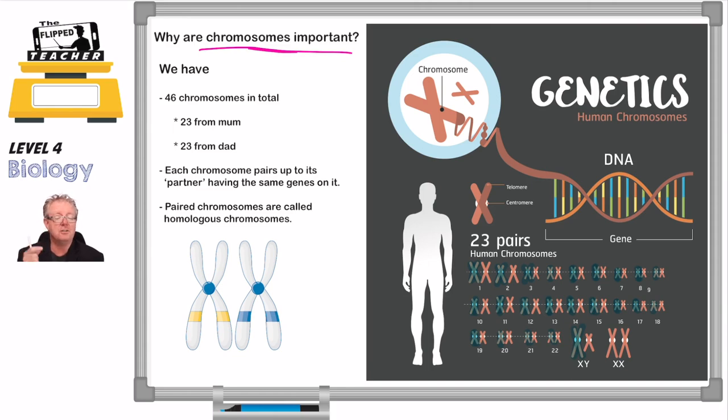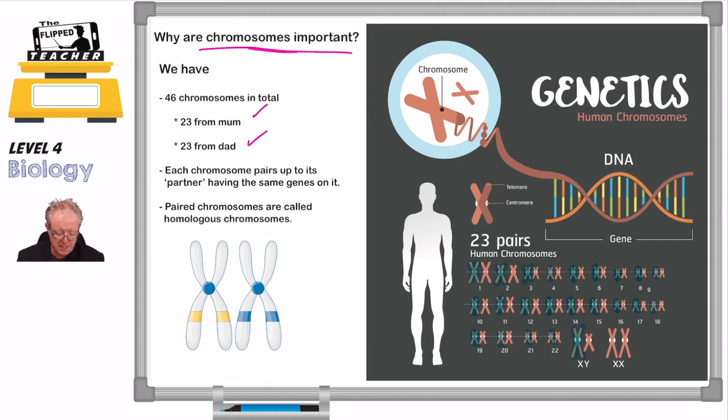In fact, half are in the ova, okay, and the other half are in the sperm. So when they unite in fertilization, we have our complete complement. So we know those two there, each chromosome pair, up to its partner, have the same genes on it.